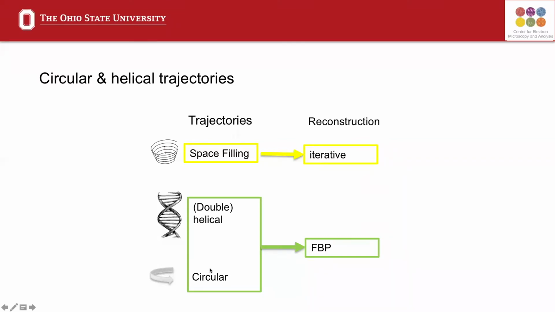In a circular scan, the sample stays at the same Z height and just rotates a total of 360, which means that if you have a long sample, you have to take many different circular scans and stitch them together. If you choose to use a space-filling trajectory, you'll end up using an iterative reconstruction code to recon your data. And if you choose the double helix or the circular, your data will be reconstructed using a filtered back projection. All this reconstruction happens on the GPU cluster that is part of the HeliScan system.